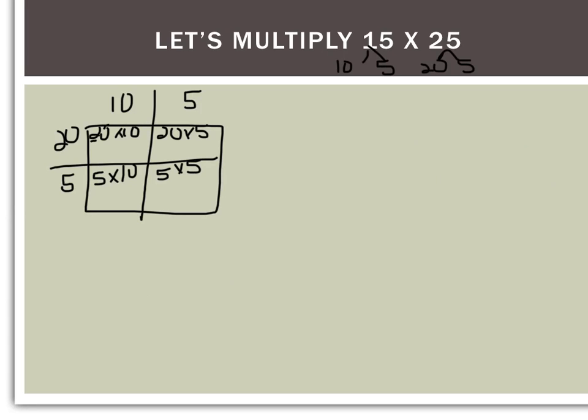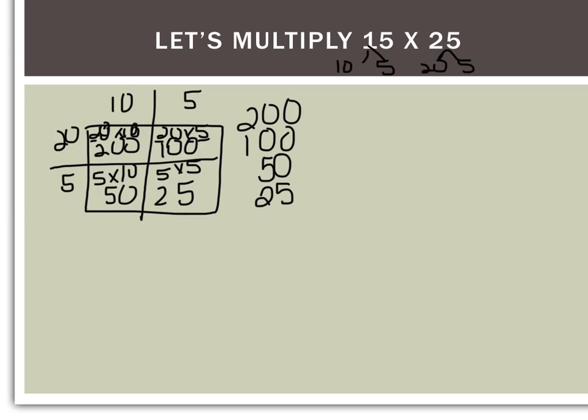20 times 10, 2 times 1 is 2. I add those 2 zeros to my answer, and I get 200. 20 times 5, I use my basic fact 2 times 5 for 10, and then add the 0 to my answer for 100. 5 times 10 is 50, and 5 times 5 is 25. I add up my partial products, 200, 100, 50, and 25 to get my final answer of 375.